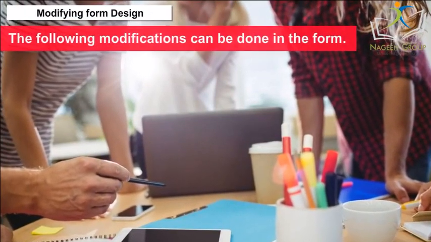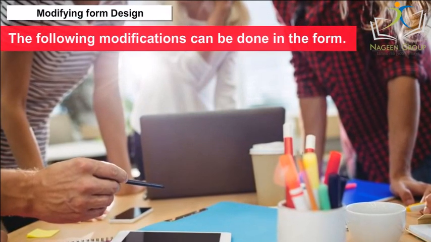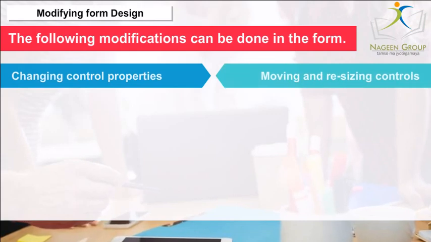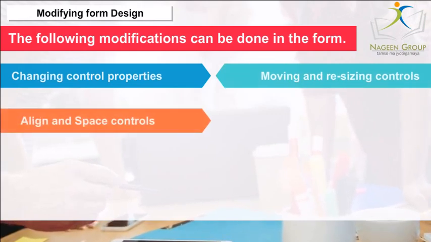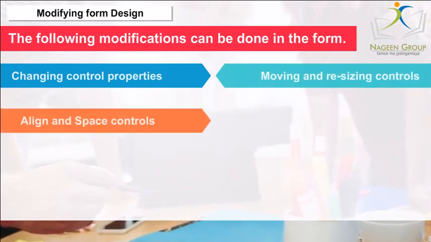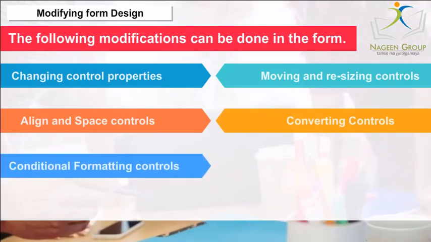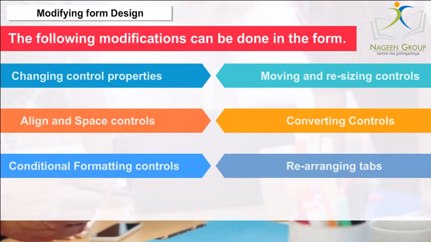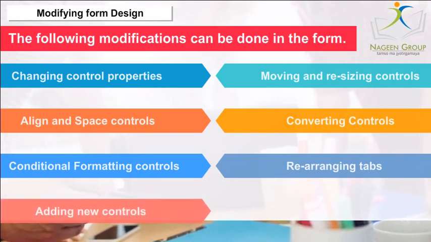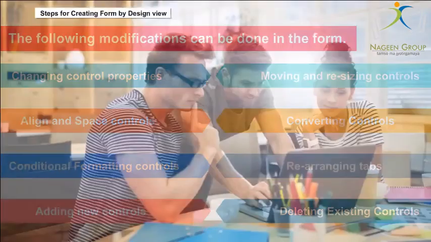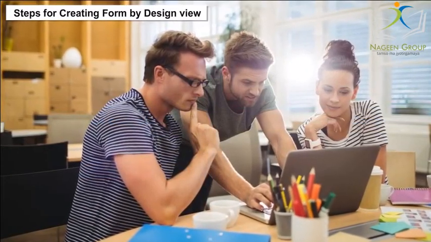Modifying form design. The following modifications can be done in the form. Changing control properties, moving and resizing controls, align and space controls, converting controls, conditional formatting controls, rearranging tabs, adding new controls, deleting existing controls. Steps for creating form by design view.